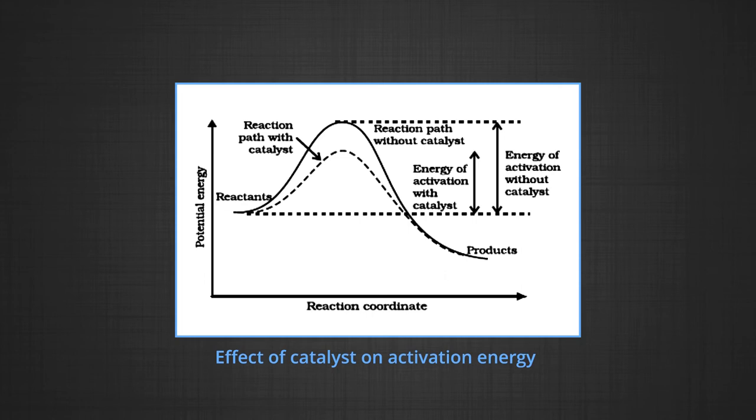Here in the graph you can see the potential energy barrier and the impact of the catalyst. The effect of the catalyst on the activation energy is that it has lowered the activation energy. It is clear from the Arrhenius equation that the lower the value of the activation energy caused by the catalyst, the higher will be the rate of reaction.